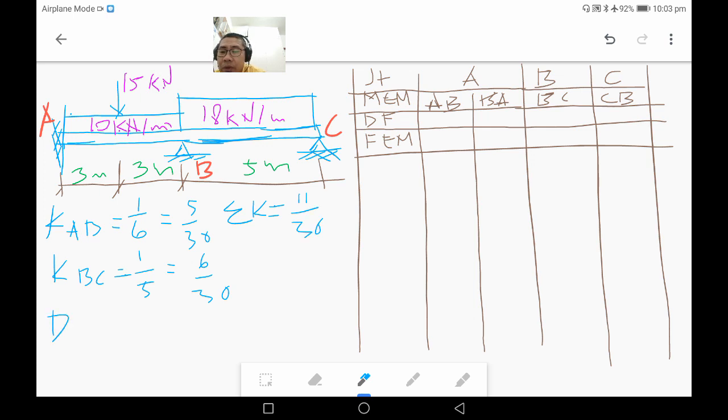So the distribution factor of BA is the stiffness of BA. Understand that the stiffness of BA is also the stiffness of AB, the same, because it is just one beam, A to B and B to A. So now this is 5 over 11, since 30 will cancel out. So therefore BA is 0.45. Here at BA, this is 0.45.